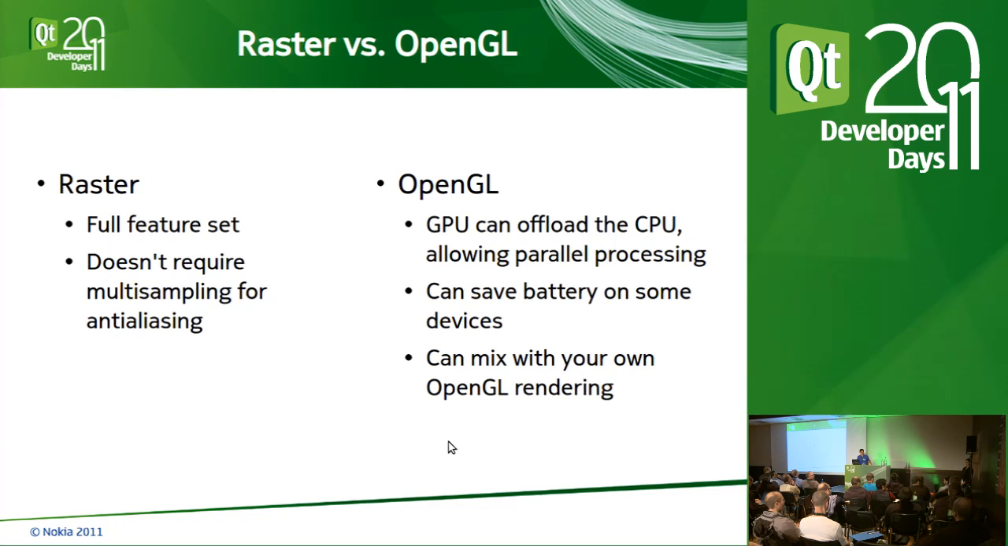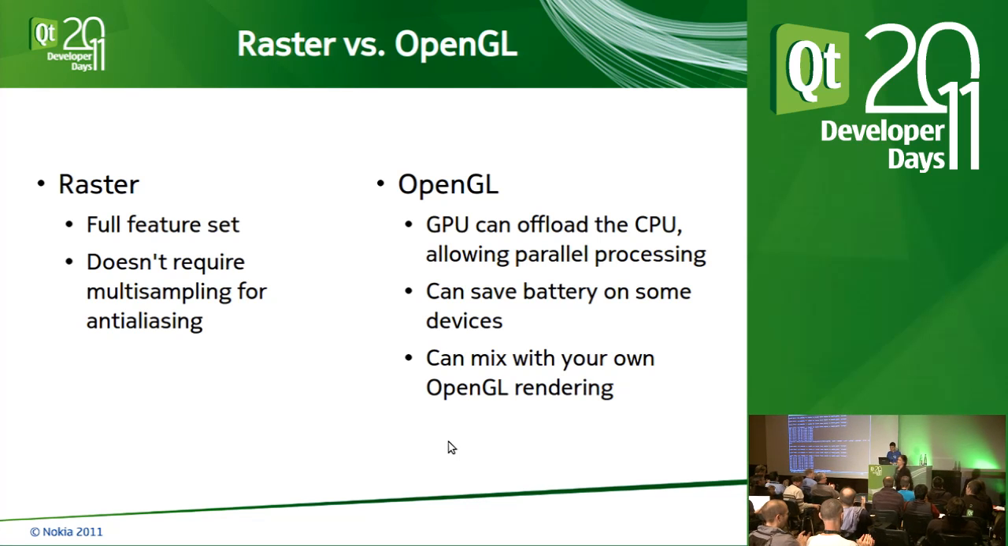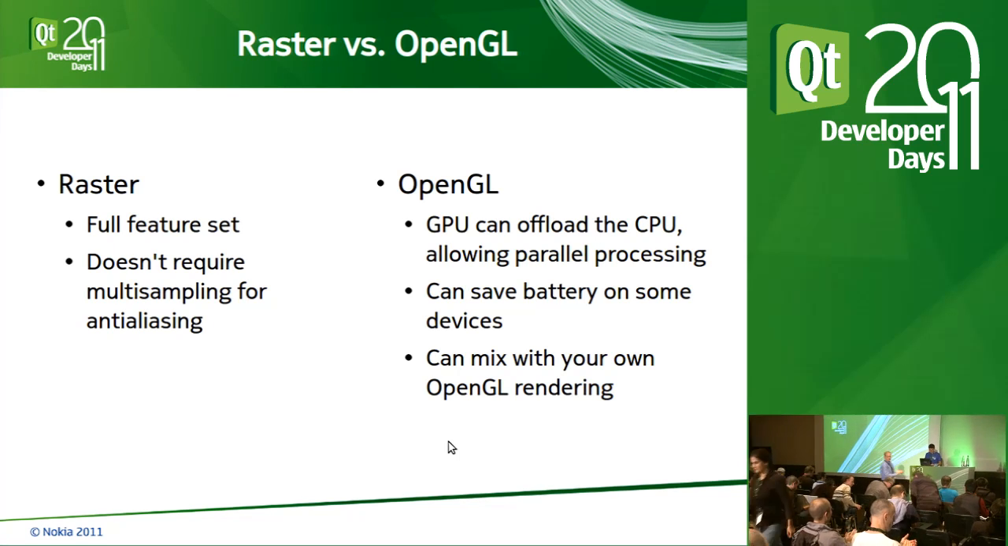And now we are going to compare OpenGL and the Raster paint engine, and I've listed some of the benefits and drawbacks of both of them on this slide. I'm going to cover feature by feature afterwards. So in Raster, you get all the features. The OpenGL paint engine is also quite feature complete, but it does lack some composition modes like, what is it? Overlay and color dodge and all those strange composition modes.